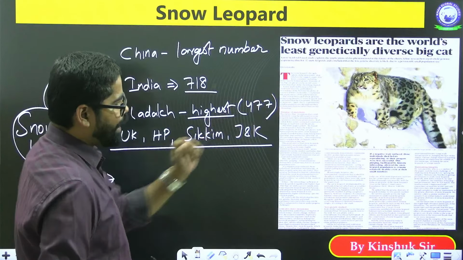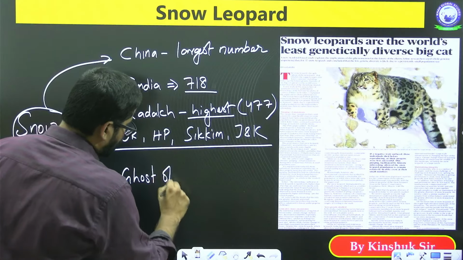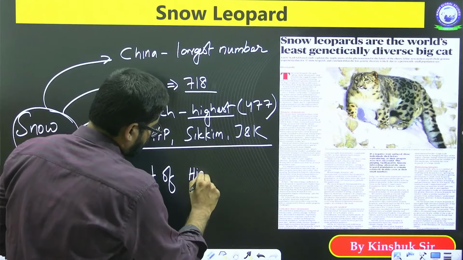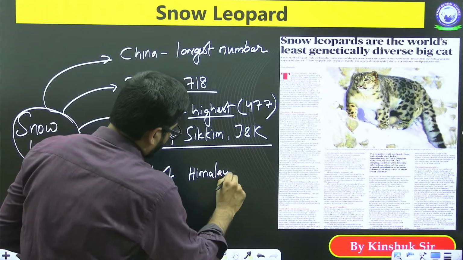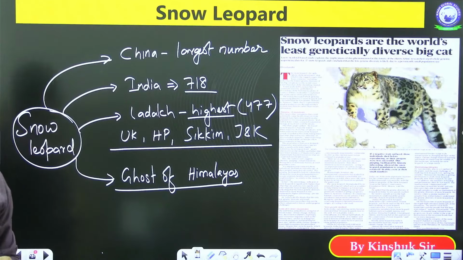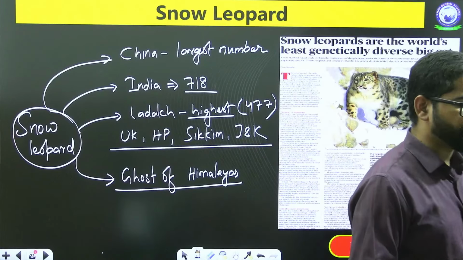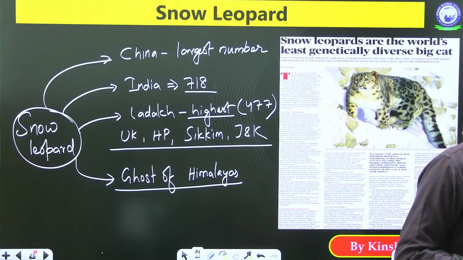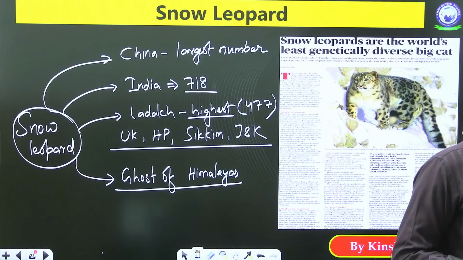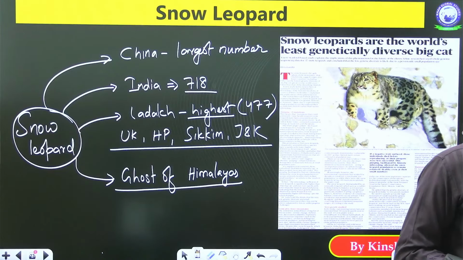Generally, it is called the ghost of the Himalayas, or the ghost of the ice cap region. So why is it called the ghost of the ice cap region? Any idea about this? Why is it called the ghost of the Himalayas?